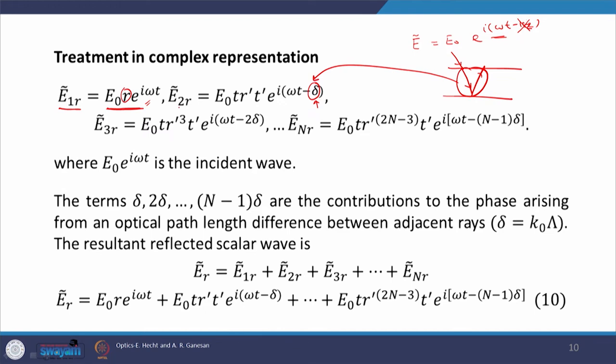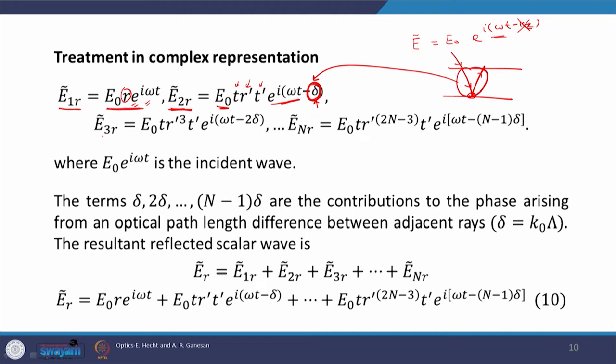Therefore, the second reflected ray will have an amplitude with two transmission coefficients, since it traverses through the film twice, and one reflection coefficient, since one reflection happens here. Its e to the power i omega t is there already in the incoming wave, but apart from this we have a phase difference delta. This phase difference is between E2r and E1r.